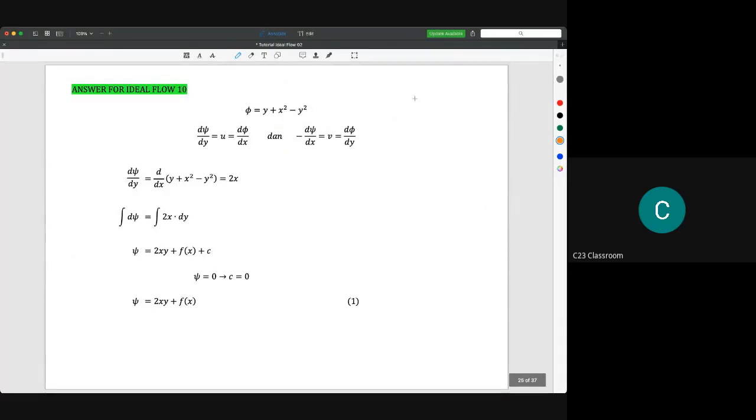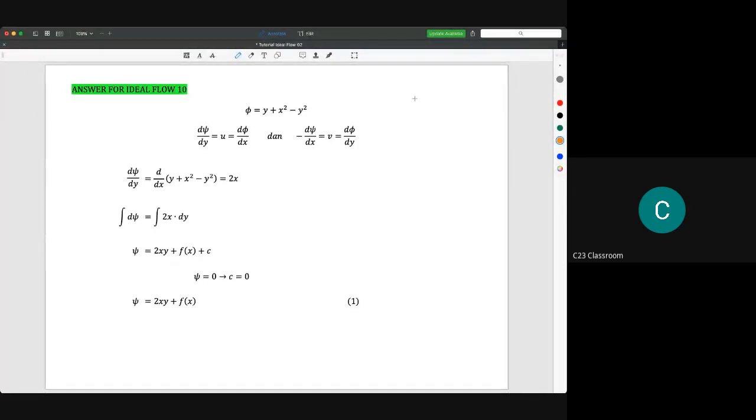For the definition of streamline and so on, I hope you could read from your textbooks, because I already explained about the streamline, and I hope you could remember it. The definition of streamline is stated in textbooks. I will not mention it here.